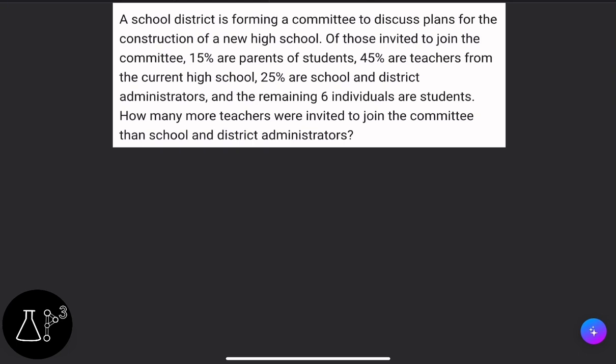This is a lot of information, so let's digest every piece of it. Every single highlighted color is important information that's separate. So what are we given? The people in the whole committee that were invited is the following. 15% of people were parents of students. 45% of them were teachers from the current high school. 25% from the school and district administration. And then the remaining is just 6 individuals as students.